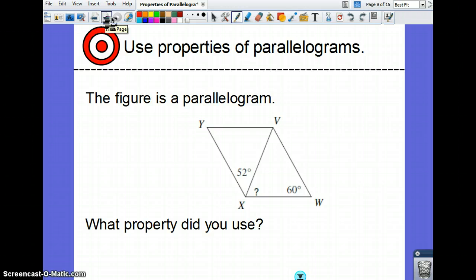For this one, it uses the fact that we have consecutive angles, but it has a little bit of a twist to it because I know part of this angle, but I don't know the other one. So let's use our fact that consecutive angles are supplementary.